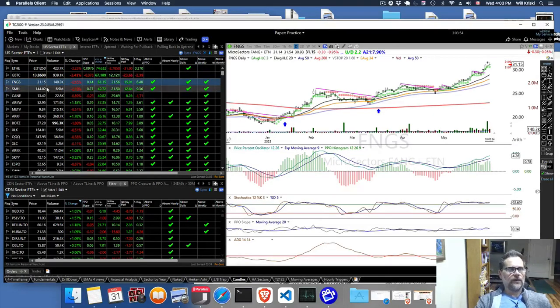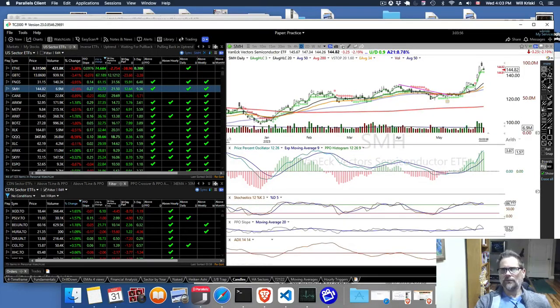The FANGs, the semiconductors, because of NVIDIA. But you see, when it goes vertical like this, you get this pullback. It's just too crazy. So buying at an entry point near the 50-day or at some sort of slope trend line would make more sense.